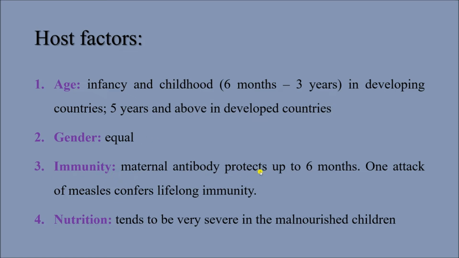Immunity: maternal antibody can protect the child up to 6 months of age. After that, the child is susceptible to develop the disease. And if a person is infected with measles and has the disease, then the disease will confer lifelong immunity. So one attack of measles confers lifelong immunity, and that is why a second attack is not common. That means a person who once had measles will not develop measles again.